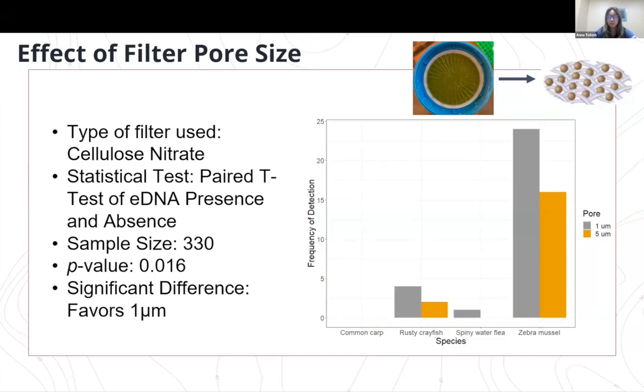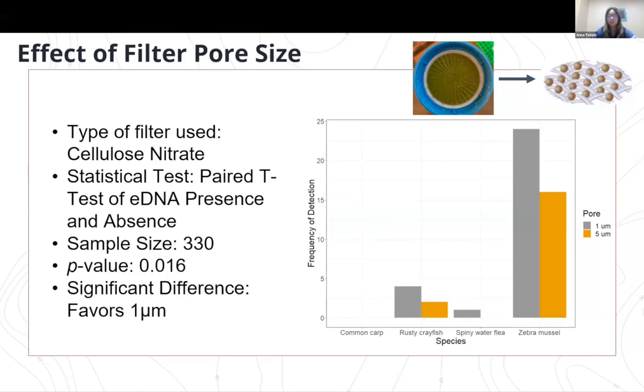For this experimental group, we ran a paired t-test for filter pore size between 1 micrometer and 5 micrometers. And we found that based on presence and absence of eDNA detection, the smaller pore size did significantly better than the larger pore sized filter. This makes sense as eDNA breaks down in the environment, and we'll want to have a filter pore that captures the eDNA onto the filter, then have it filtering through.